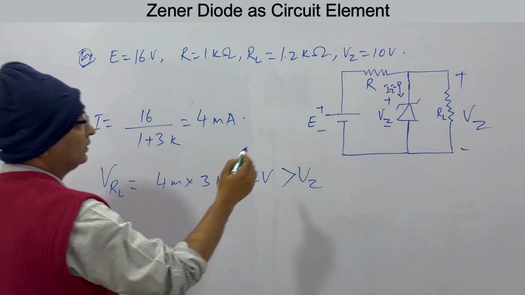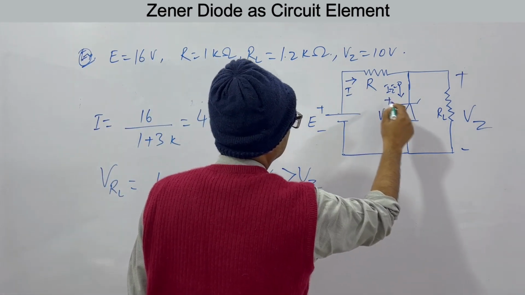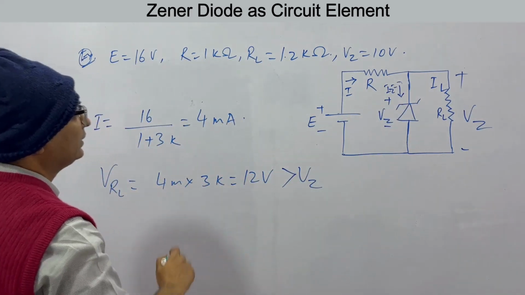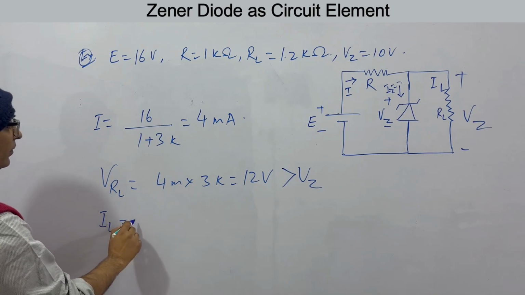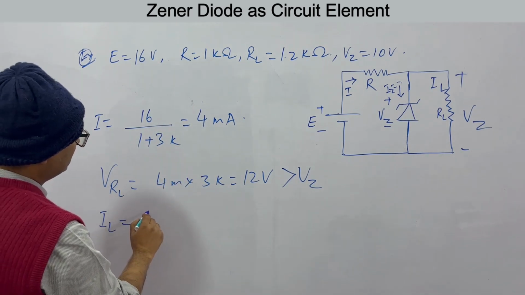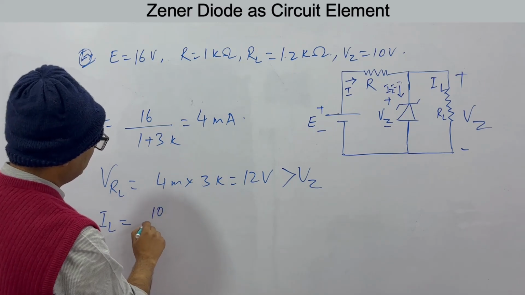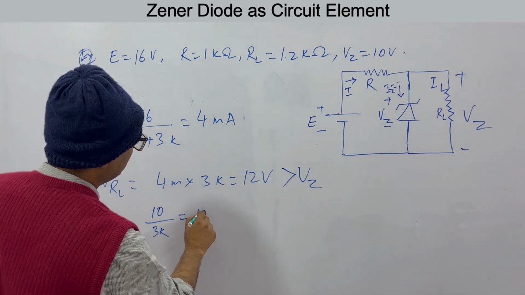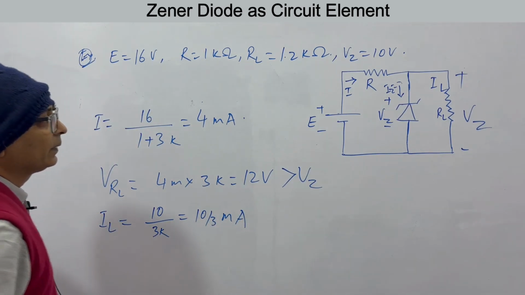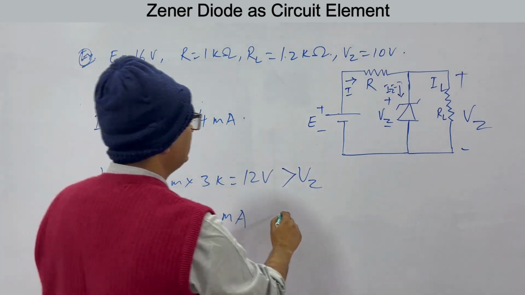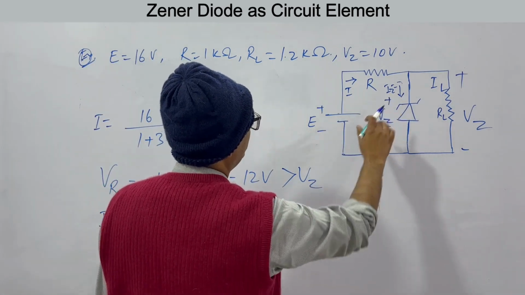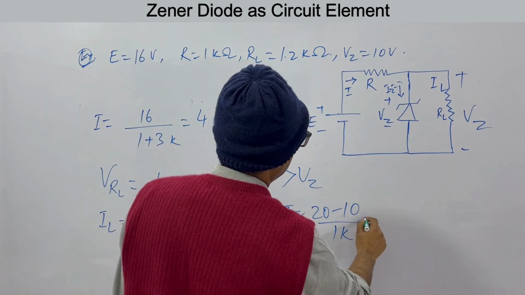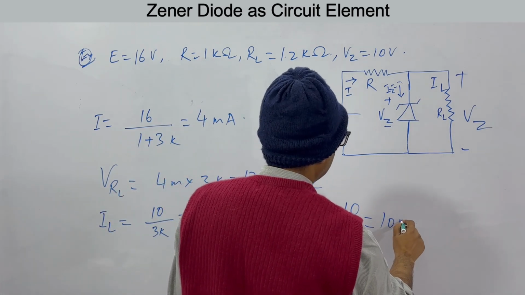In that case, let's say this current is I, this current is IL and this current is IZ. Your IL will now be VZ by RL, that is 10 volts by RL, and RL is 3 kilo ohms. So this is 10 by 3 milliamperes. And I will be equal to 20 minus VZ, that is 10, by 1 kilo ohm. So this will be 10 milliamperes.